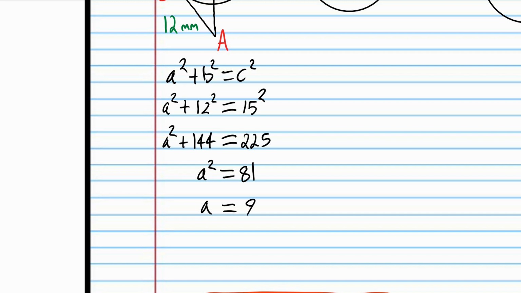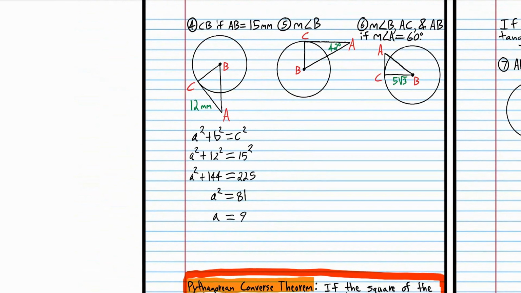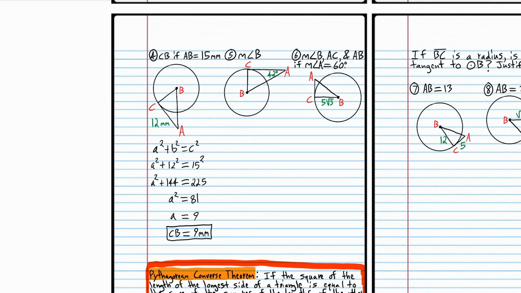But of course, a side of a triangle cannot be negative. And they want CB, so we'll just change that to CB. It's the same thing as lowercase a, and that equals 9. Now there are units, so you have to write 9 millimeters. If you don't write 9 millimeters, then you would have points taken off on that.